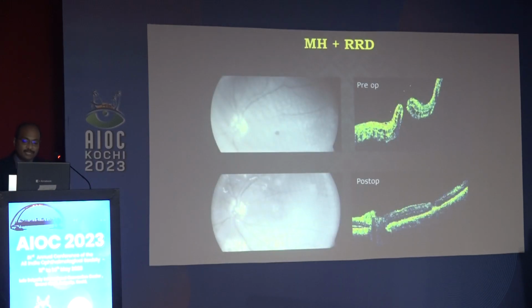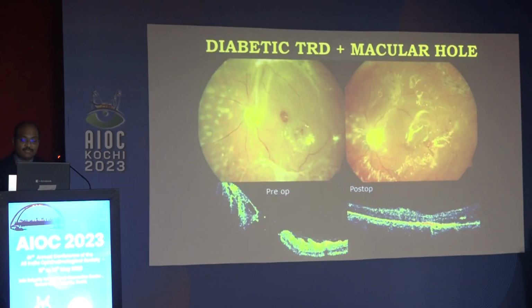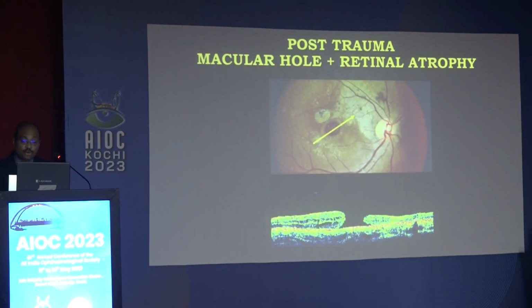This is a macular hole with rhegmatogenous detachment, which settled after vitrectomy and putting in oil. And this is a diabetic macular detachment. You can see the traction there and a stretch hole out there. And after vitrectomy and settling, removing the traction and putting in oil, you can see it settling there. This is trauma.